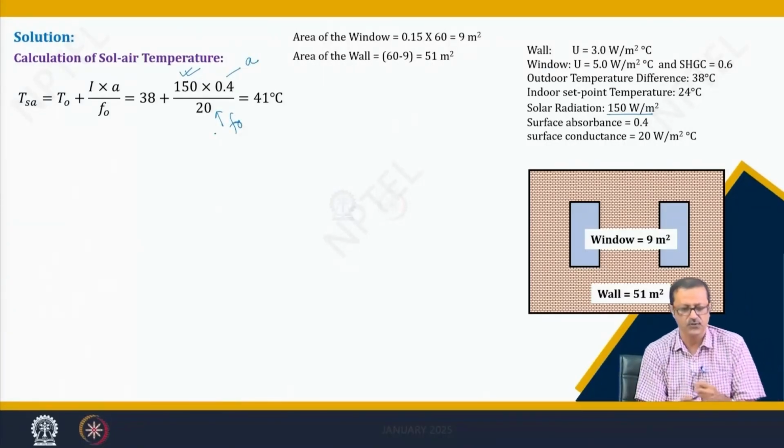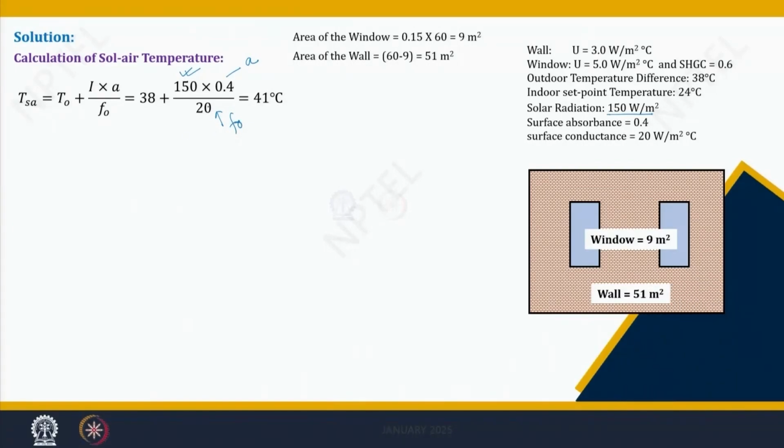So, almost about 4 degrees. If you see, there is a 4 degree increment because of this solar radiation. So, this is 38 plus 4 degrees centigrade. You have to take the outdoor temperature as 41 degrees, not 38 degrees. If you take 41 degrees, because it is under solar radiation, your calculations will be much more accurate.